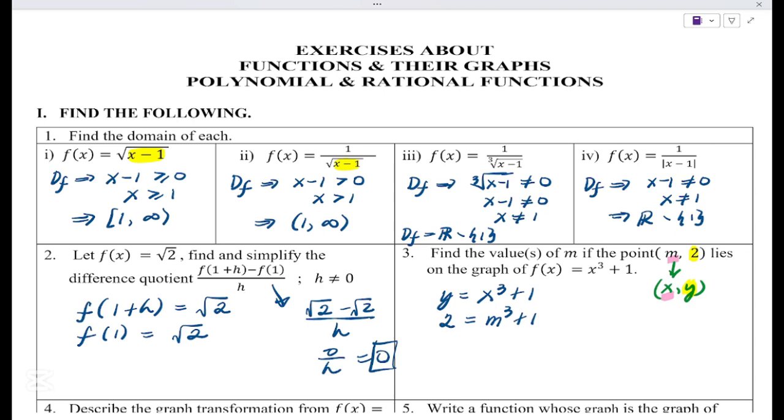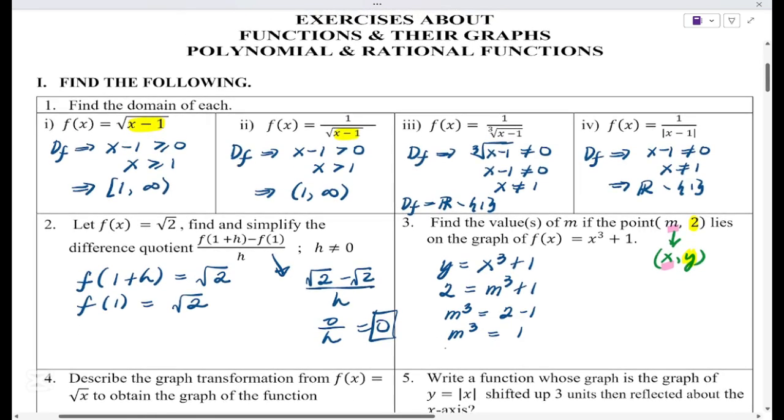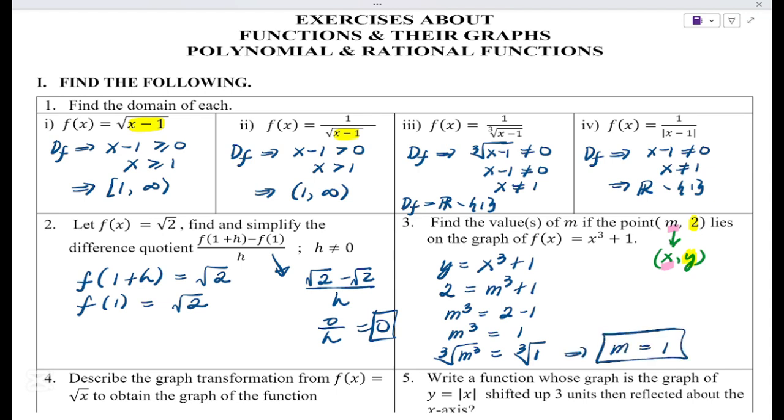And solving for m here, m cubed is equal to 2 minus 1, so m cubed is equal to 1. And then solving for m, you take the cube root of both sides. Cube root of m cubed is equal to cube root of 1. So it means to say the m value is equal to 1. So that is the m value that we need here in this point. It means the point 1, 2 lies on the graph of the function. So that's for question number 3.